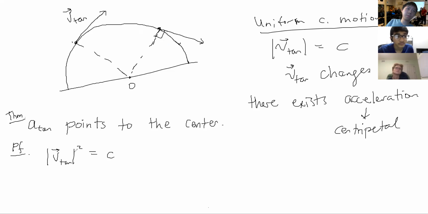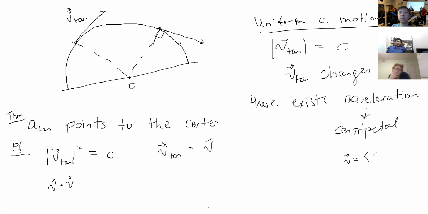We can write the square of the magnitude as v. I'm not going to write v tan every time anymore. Let's just say that v tan is equal to v from now on. Because v squared is equal to c, we can write the magnitude squared as v dot v. You can convince yourself why this is true, or I can just do a little thing on the side. If v is equal to some vector (a, b), then v dot v is equal to a squared plus b squared, which is equal to the square of the magnitude.